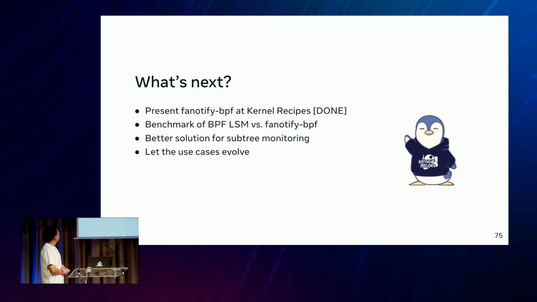So what's next? First, I will present fanotify at Kernel Recipes, which is done. Hopefully, I'm going to get more users, and people give me more feedback on what it could be useful for. Next, I think it's really important to run some benchmarks and see if my theory that the embedded filter is much faster holds. I want a number for that. Finally, I want better solutions for subtree monitoring. And over time, the use case may evolve. People may tell me, no, it's not useful at all. Or people will tell me, now it's time to bring it back. We need it. We'll see.